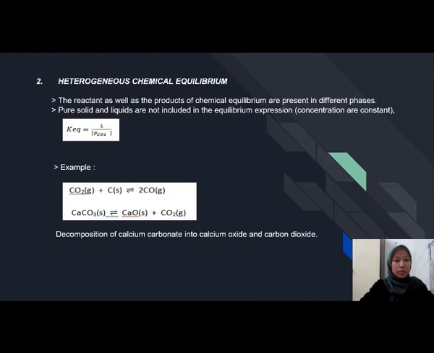Second is heterogeneous chemical equilibrium. For heterogeneous chemical equilibrium, the reactant as well as the product of chemical equilibrium are present in different phases. The pure solids and liquids are not included in the equilibrium expression, as their concentrations are constant. And this is the example. And these are a few examples of heterogeneous chemical equilibrium. The decomposition of calcium carbonate into calcium oxide and carbon dioxide.